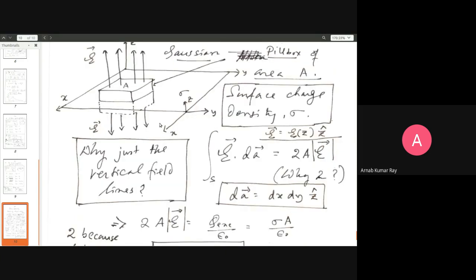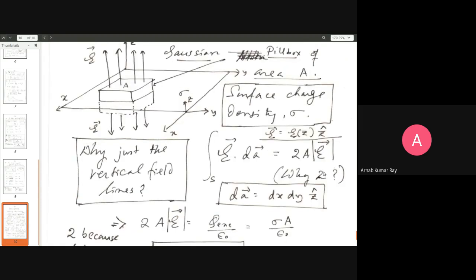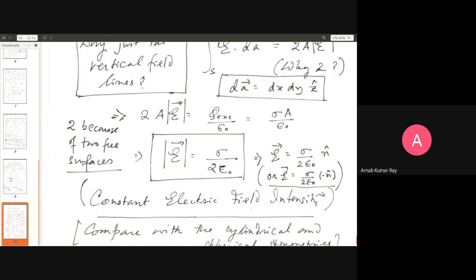But generally speaking, any plane surface you take doesn't have to coincide with the xy plane. It can be an inclined sheet, inclined with respect to the xy plane. Whatever you have, you can write it as sigma by twice epsilon naught n cap, and similarly here also sigma by twice epsilon naught minus n cap. What about minus n cap? The field lines pointing below. For field lines going above in the positive normal direction, it will be plus n cap. Field lines going below in the negative normal direction, it will be minus n cap. So that is what you have.